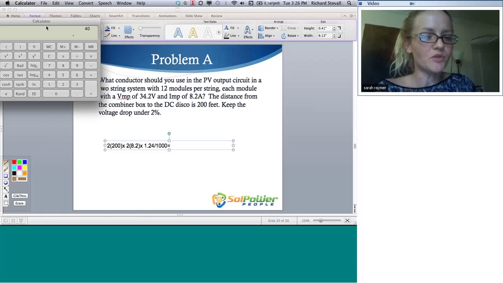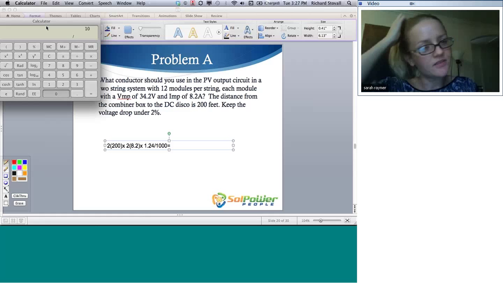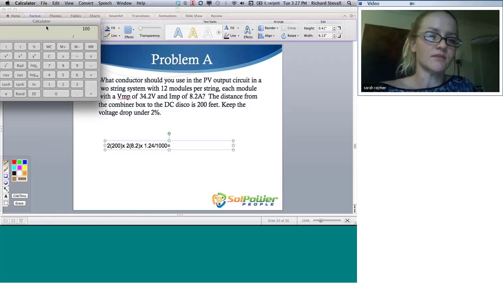So 2 times 200 is 400, and that is times the 16.4, times ohms per kilofoot of 1.24, divided by, now I'll be real careful with these zeros, 1, 0, 0, 0. It's taking a second. It still says 10 for me, so I know I hit it 3 times. Now I'm going to be dividing that by my voltage. Okay, so what I've got here is 8.1344.